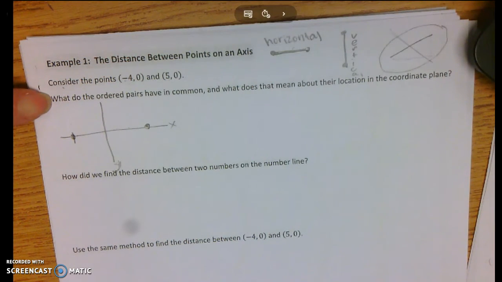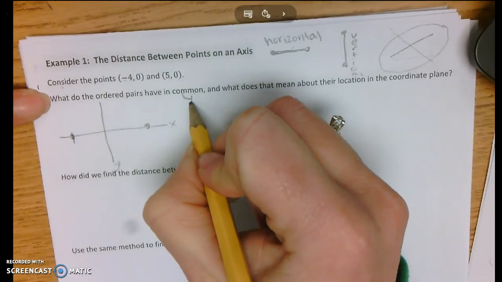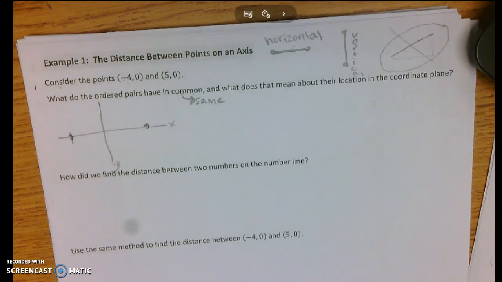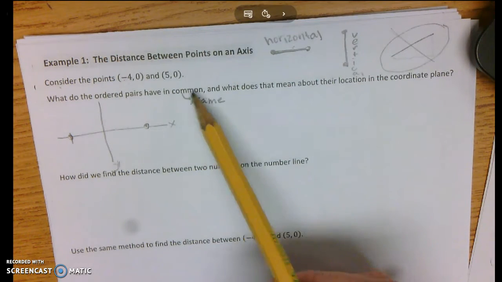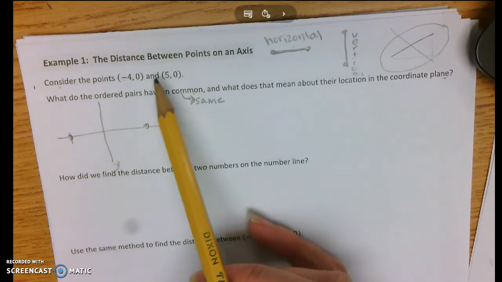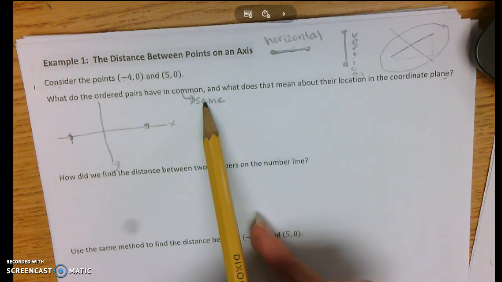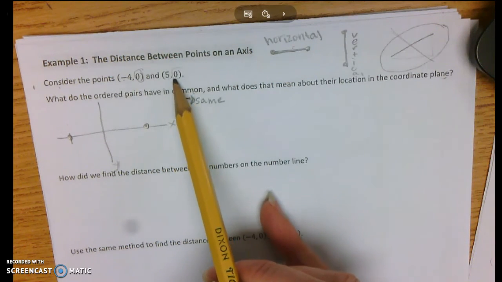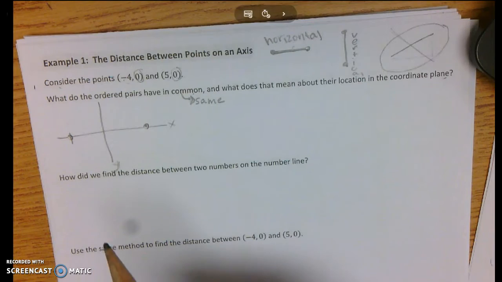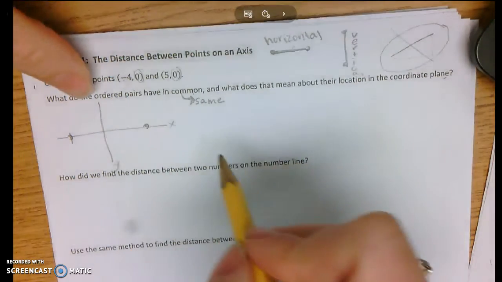Next it asks me, what do the ordered pairs have in common? When they say common, they mean what do they have that is the same? Just like when we say least common multiples, greatest common factors, those are factors that they have the same or multiples that they have the same, to make some connections there. So what do they have in common and what does that mean about their location in the coordinate plane? Well, when I look at -4, 0 and 5, 0, what they have the same is this part right here. They are both 0. And you should know by now that the second number in the ordered pair is called our y coordinate.